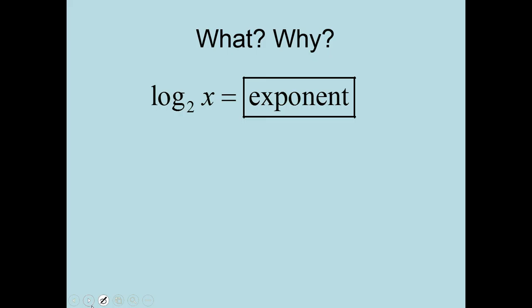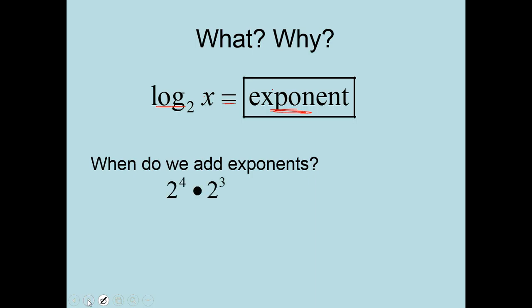So why are we doing all of this? Where do these properties come from? Well, let's remember that a log is like saying what exponent. So we're talking about equaling exponents here. When we talk about a log equation, it equals the exponent on that other side, right? 2 to the exponent equals x. So a log equals the exponent. So when we work with logs, let's use our exponent rules. When do we add exponents? When things were being multiplied, right? That's when we added the exponents.